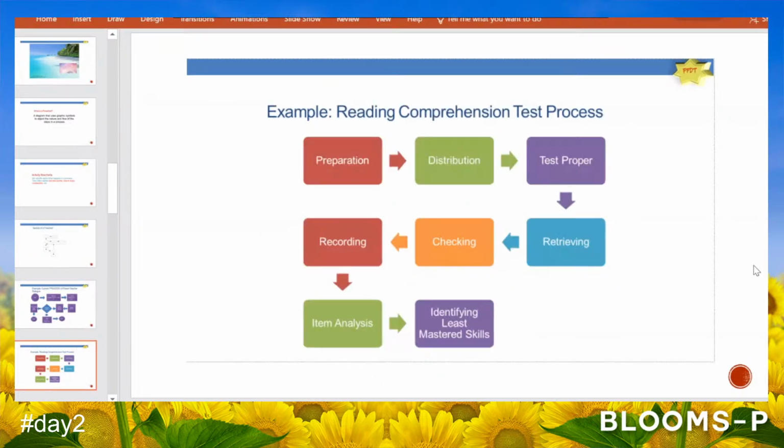Alright. Another example is on the reading comprehension test process. So a teacher prepares the test question and distributes it.